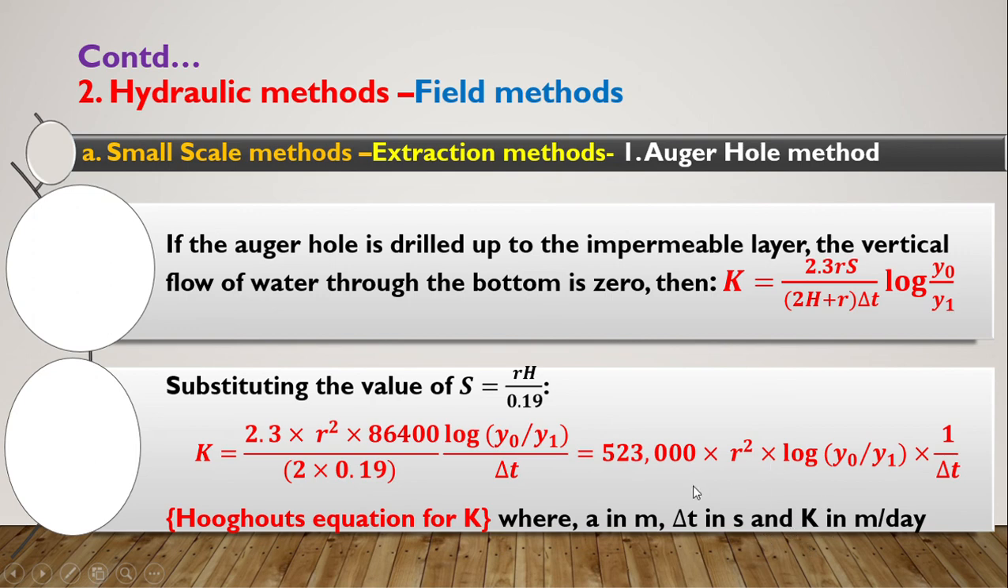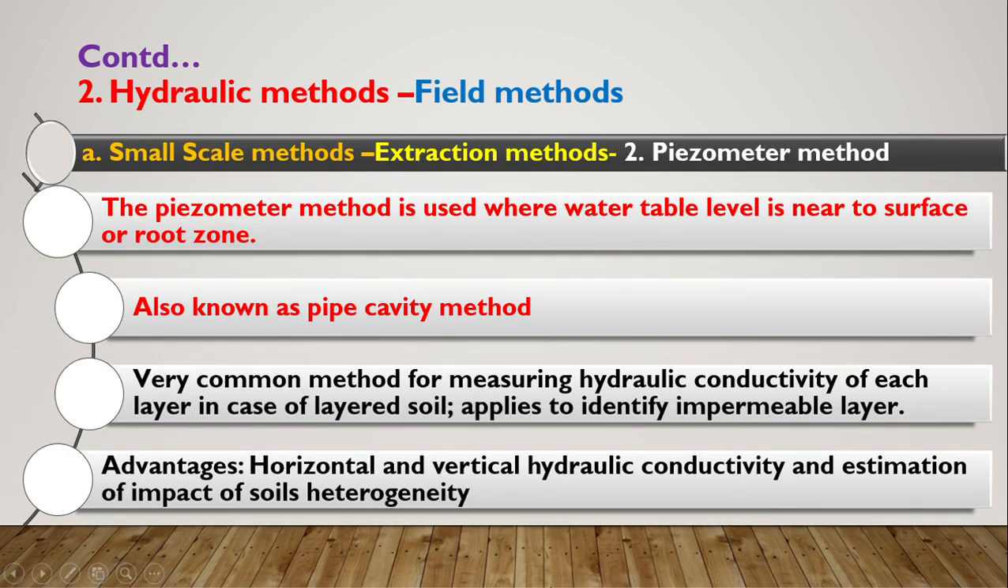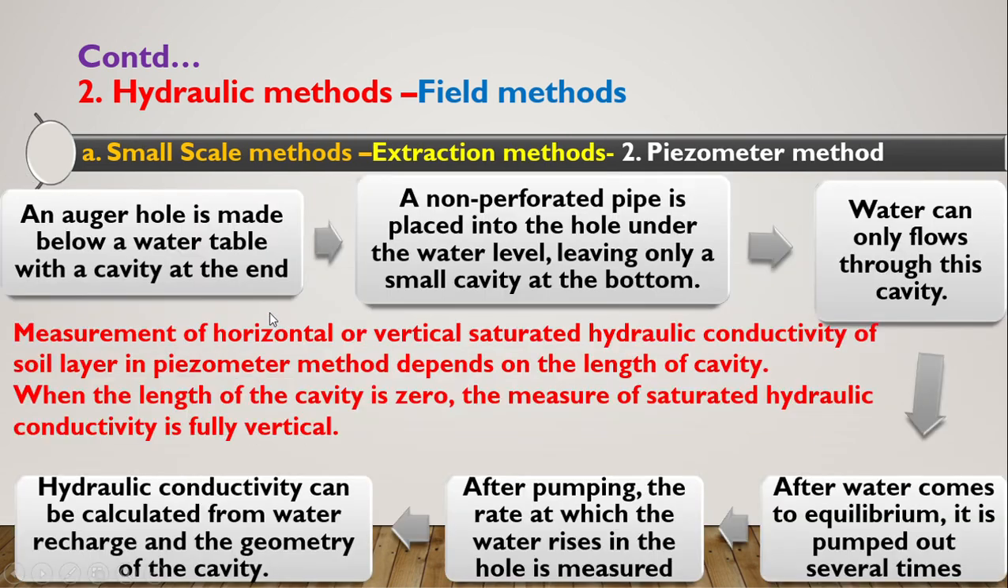In it, K is found in the unit meter per day, and delta T is in seconds, and Y1 and Y0 are in meters. So this is the equation for finding K using the Auger hole method. And the final method in the extraction method is the piezometer method. It is otherwise known as the pipe cavity method. It is similar to the Auger hole method.